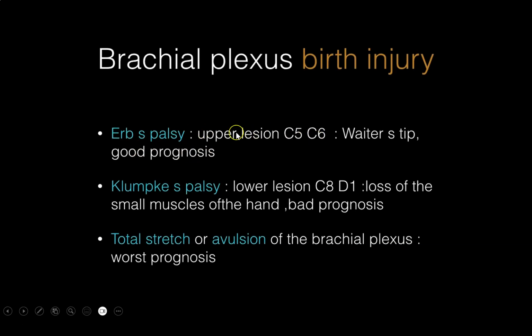Erb's palsy, if you injure the upper roots and the upper trunk, call it waiter's tip paralysis. We'll see why we call it like that. Sometimes they call it policeman tip paralysis, and it has a very good prognosis. Why? Because it is supplying a small group of large muscles. Klumpke's palsy is the lower trunk of the brachial plexus, C8 dorsal 1, loss of small muscles of the hand, bad prognosis because it is supplying a big group of small muscles. And total stretch or avulsion of the brachial plexus has the worst prognosis.